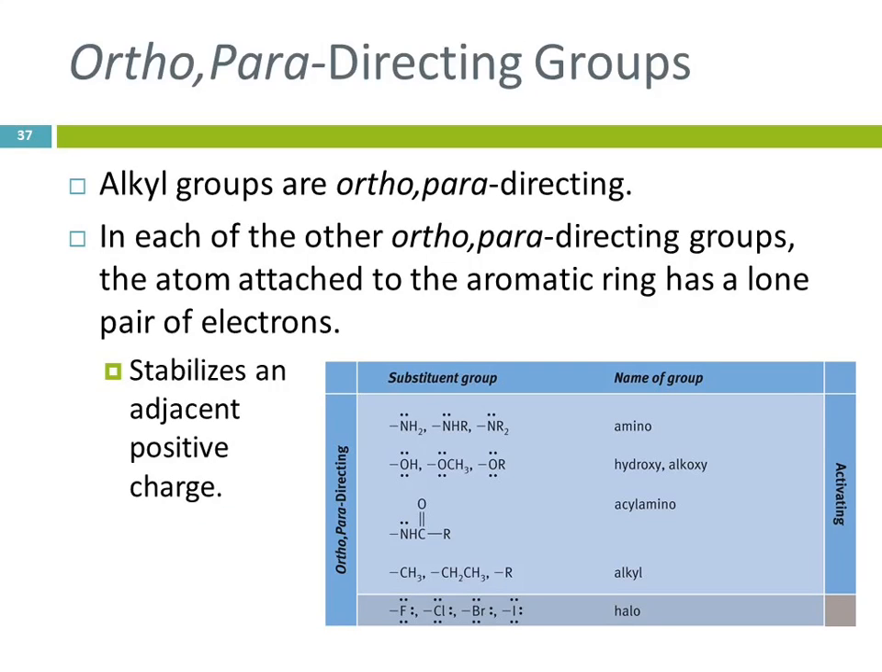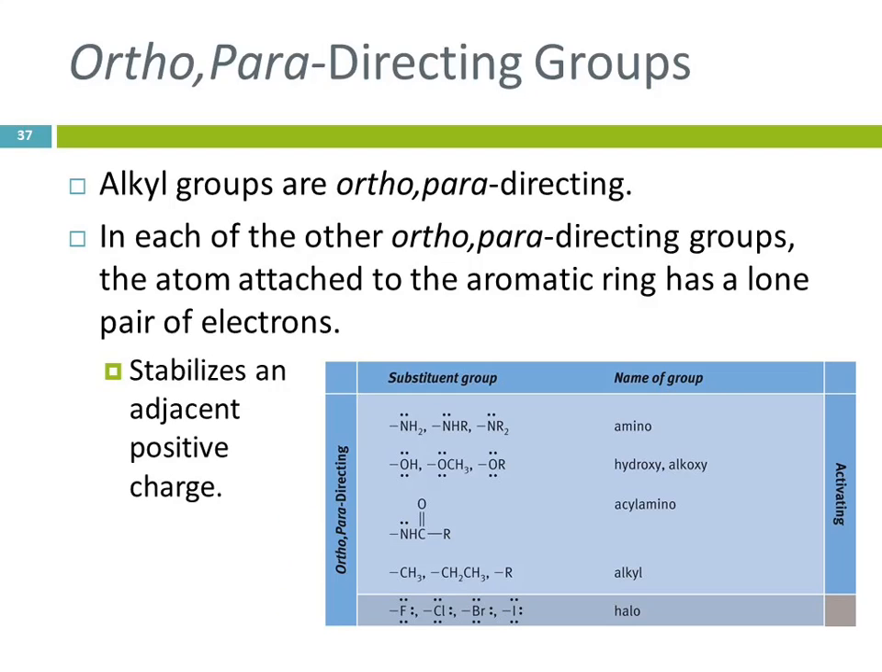So alkyl groups, we say, are ortho-para directing. The methyl group would do that, but any other alkyl group would as well, an ethyl group or a propyl group or anything like that. Those are ortho-para directing. Then there's a table in your book here. I've just put the top part of it.